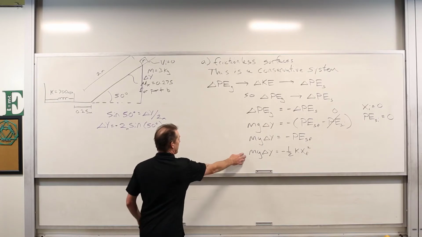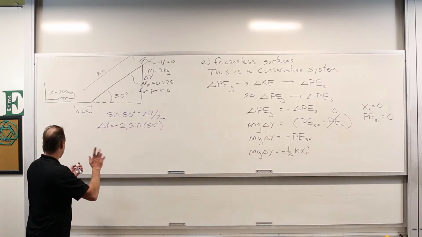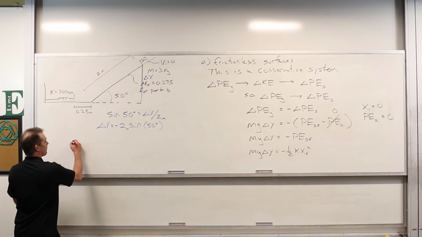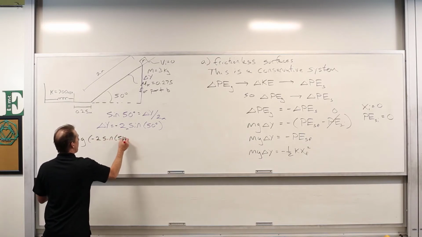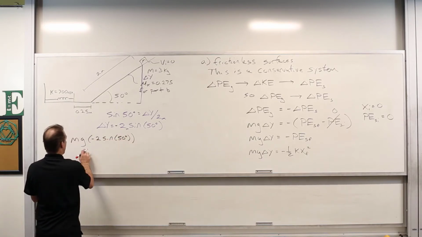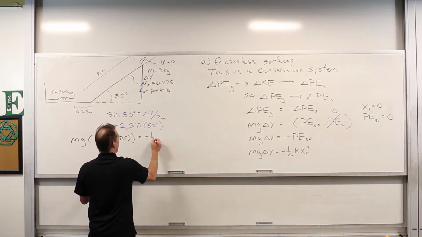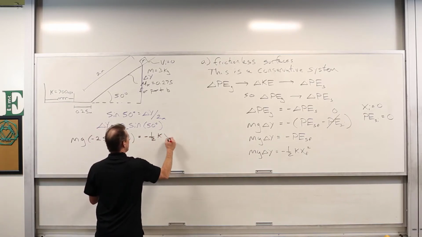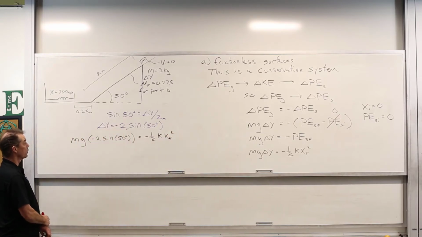Well, from this, let's just put the negative sign in. We can write that m times g times negative 2 times the sine of 50 degrees, that's our mg delta y, is equal to negative 1/2 k x final squared. Good, good. And then we want to solve this out for x final.